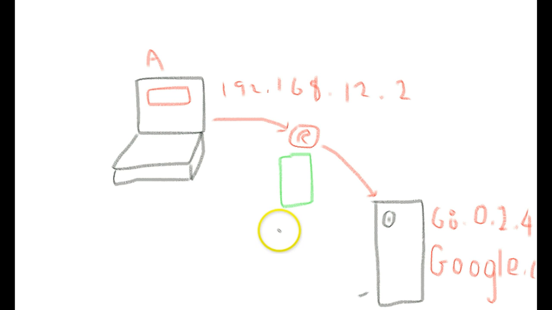Domain Name Service, DNS. All this is, it's a mapping between this IP address and the name. So a DNS server will then remember that 68.0.2.4 equals google.com. That's what a DNS does. It will remember this thing, and it makes our lives easier.